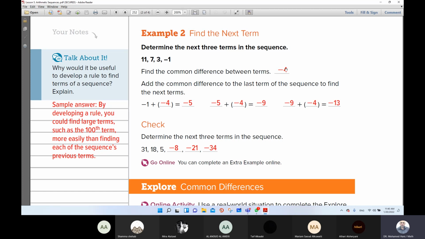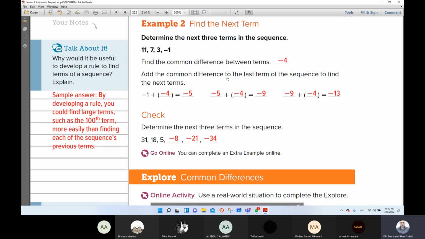Then add the common difference to the last term of the sequence to find the next term. The last term here, as you see, is negative 1. Negative 1 plus negative 4 will be negative 5. Then take negative 5 plus negative 4, which will be negative 9. Then take negative 9 plus negative 4, which will be negative 13.